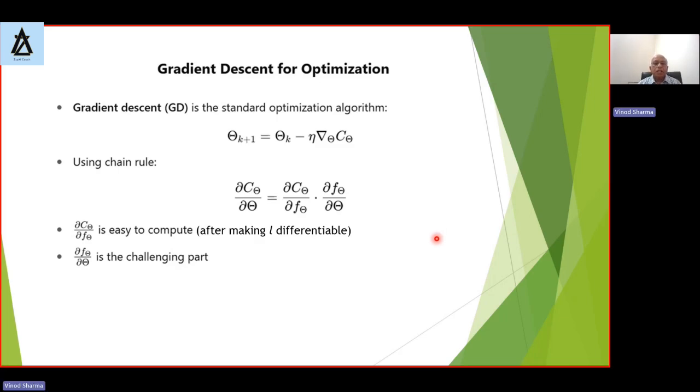If we make L differentiable, the L example given above is not differentiable, at least at one point, but you can make variations so that you get approximate functions which are differentiable. Then delta C(theta) by delta f theta is easy to compute, and what we are left with is delta f theta by delta theta. This is what we talk about in the next few slides, and you will find that in our scenario, this does turn out to be a challenging thing.